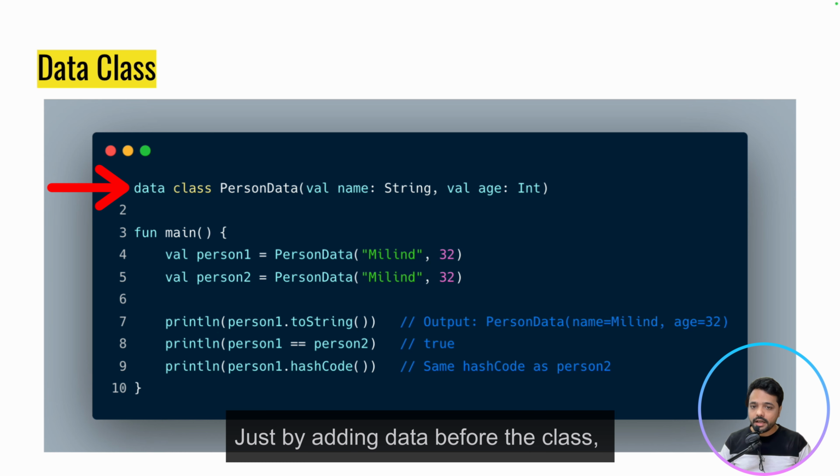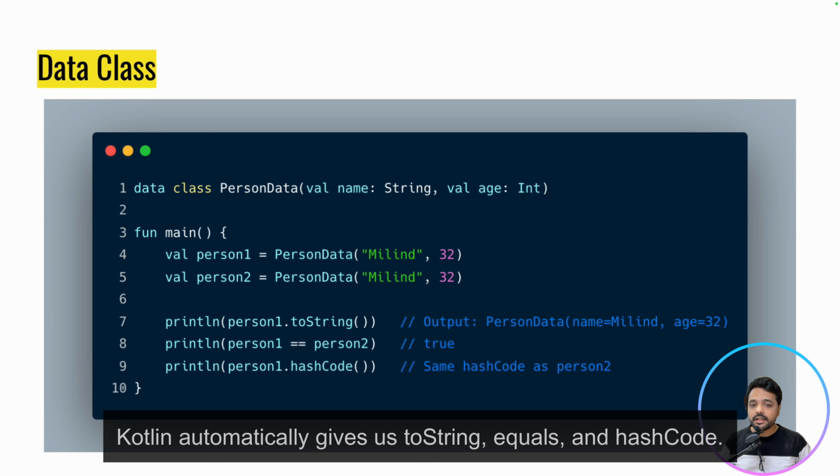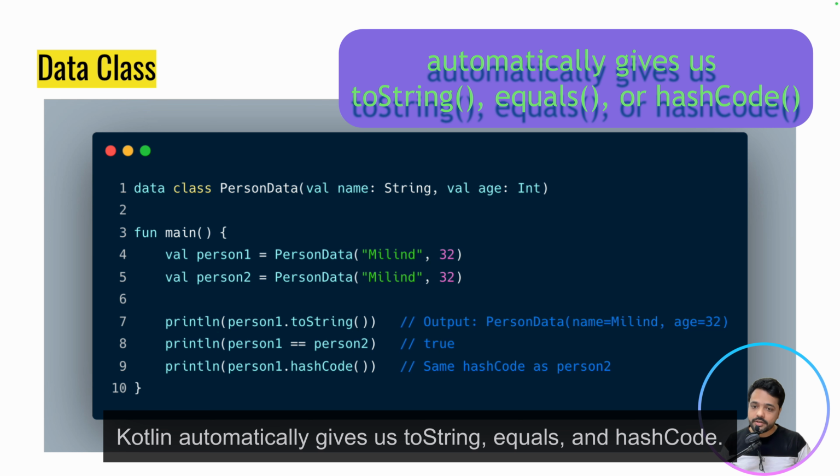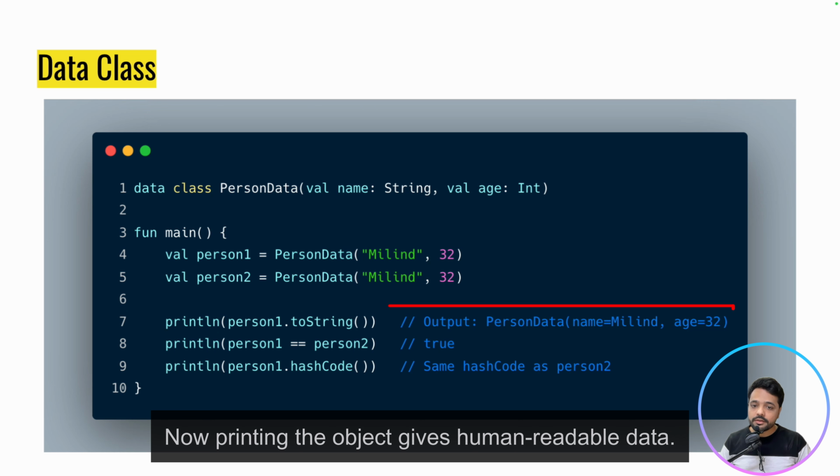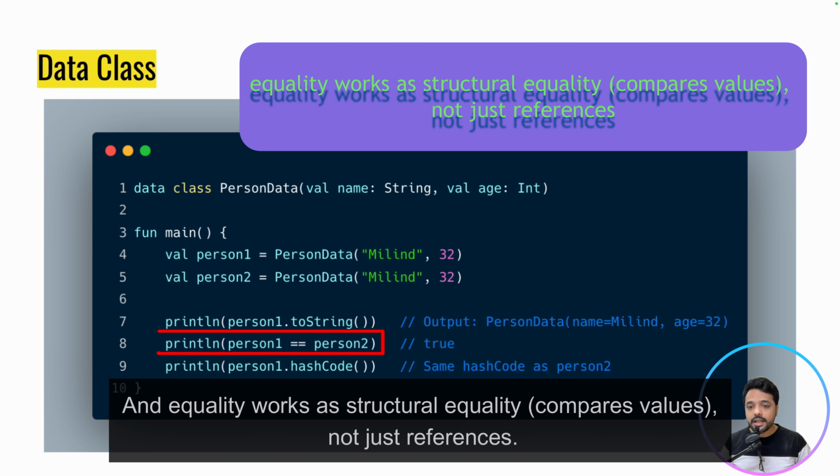Now let's see what happens if you use a data class. Just by adding data before the class, Kotlin automatically gives us toString, equals and hashCode. Now printing the object gives human readable data, and equality works as structural equality, compares values, not just references.